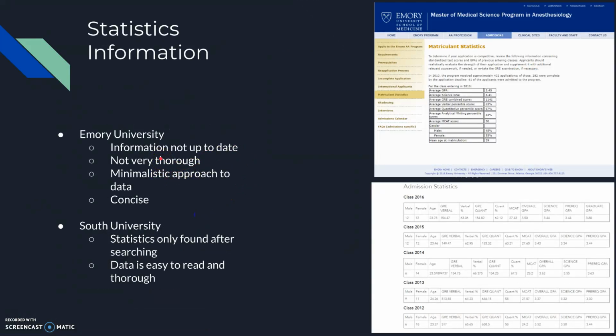Statistics information can also be a very helpful tool for prospecting students. Emory University has a table this time, but the most recent statistics come from 2010, as you can see here. It is not up to date. The information is also not thorough and has a minimalistic but concise design. South University statistics are only found after digging through the website and is deep into the admissions tab. The data is again easier to read and thorough with more information. It is also up to date to the point of 2015, which is also very helpful.